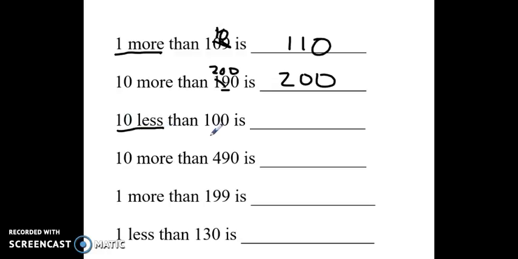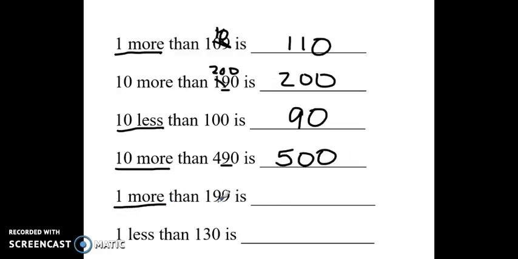Here we want 10 less than 100. So I have to break up my 100 into 10 tens. Then if I take away one of my tens, my new number is 90. Here I want 10 more than 490. So I add a 10 to my 9, which gives me 10. 10 tens gives me another 100, so my new number would be 500.